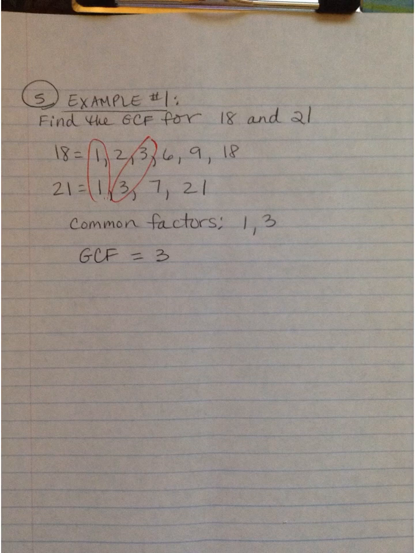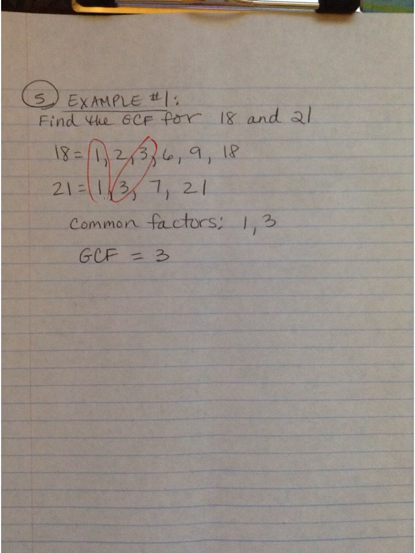You may not use 4 because there's nothing times 4 to get 18. You may not use 5. You may use 6, but we already have it listed, so we're done. Looking at 21, we have 1 times 21, 3 times 7. There's nothing else. There are no other factors of 21.